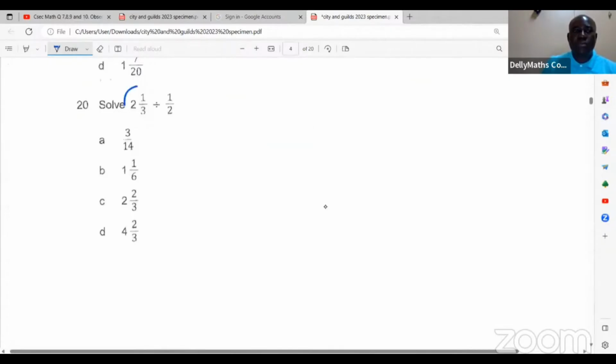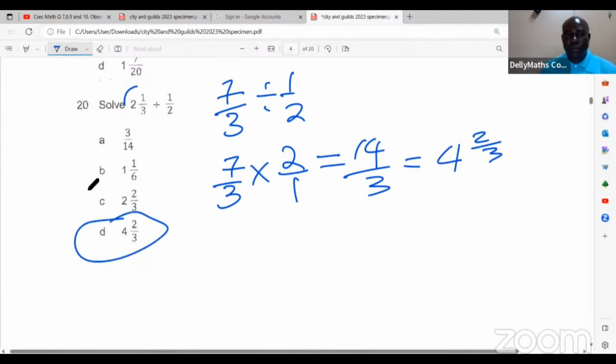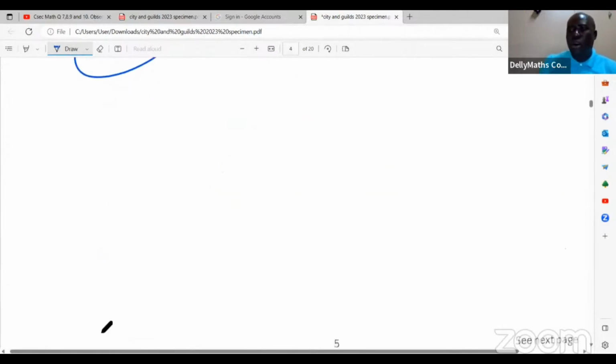Converting mixed numbers again to improper fractions. 2 3s 6 and 1, 7 over 3. Divide by a half, which means 7 over 3 times 2 over 1, which means 7 2s 14 over 3. And put this back into a mixed number, you're going to get 4 times and a remainder of 2 over 3. And here it is. So you look and you work with whatever you're getting there.